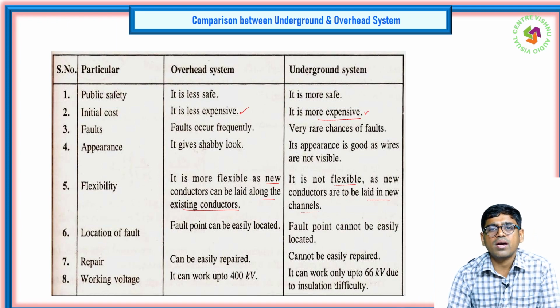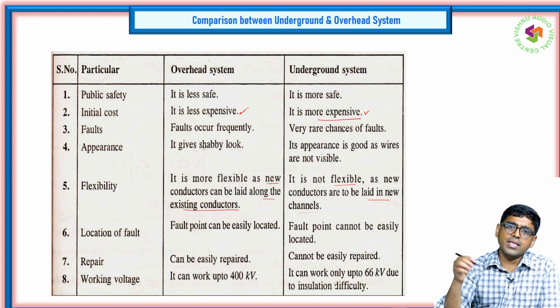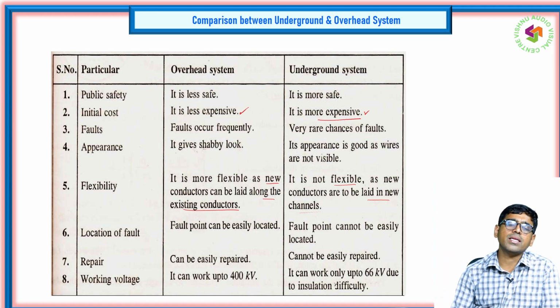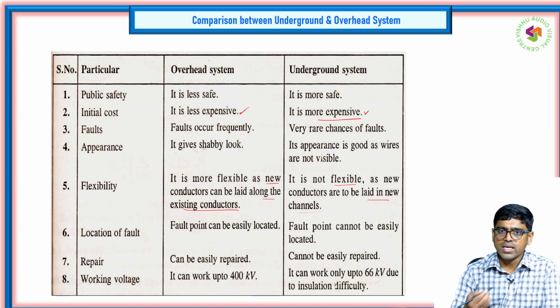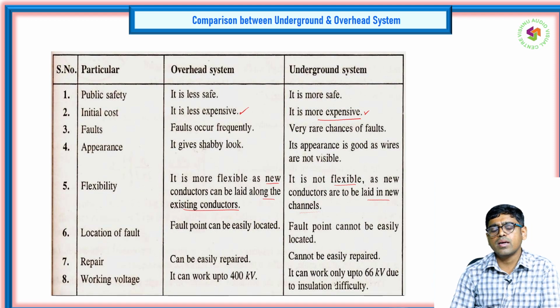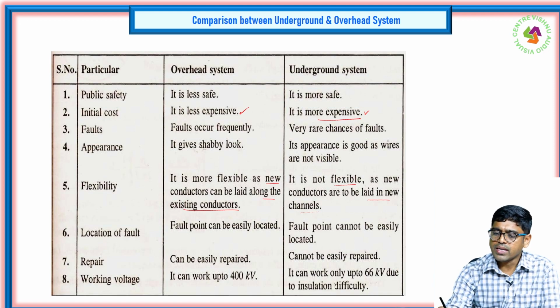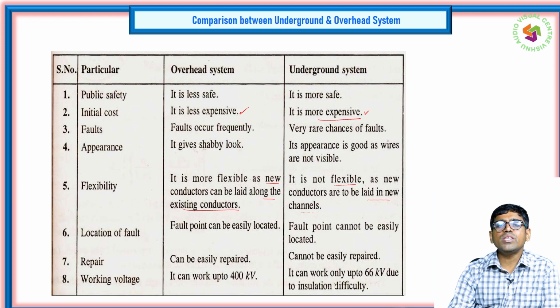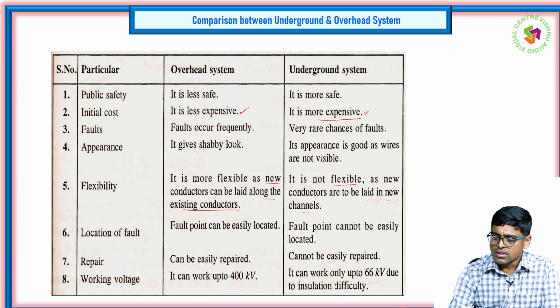Now, the location of the fault. If any LG fault or double L fault occurs in the transmission line, identification is very easy. We can physically see that one particular line has broken down, and we can easily observe and clear it. But in case of underground cable, identifying the exact location where the fault occurred is very difficult. The fault point cannot be easily located.